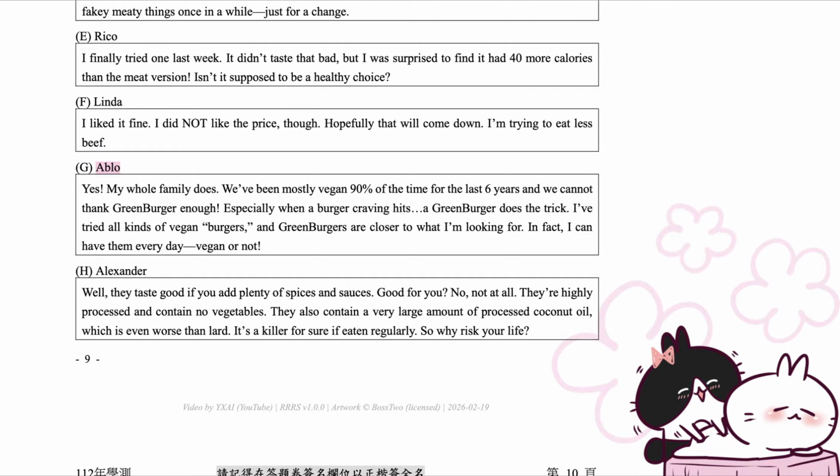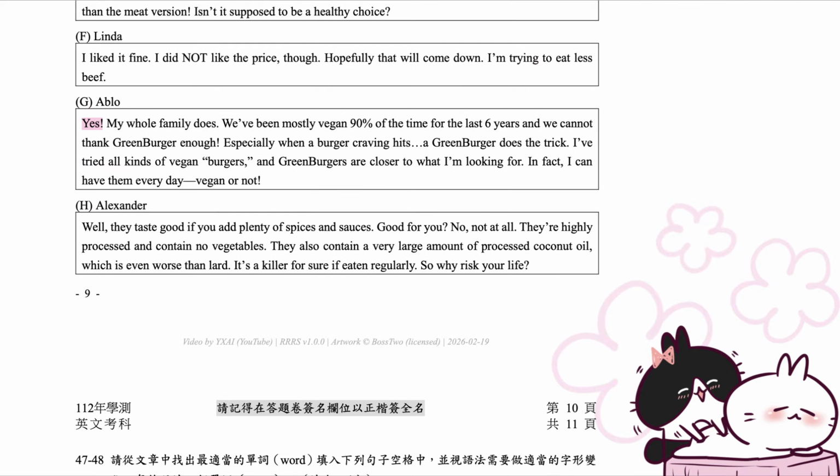G. Ablo. Yes. My whole family does. We've been mostly vegan 90% of the time for the last 6 years and we cannot thank Green Burger enough. Especially when a burger craving hits, a Green Burger does the trick. I've tried all kinds of vegan burgers, and Green Burgers are closer to what I'm looking for. In fact, I can have them every day, vegan or not.